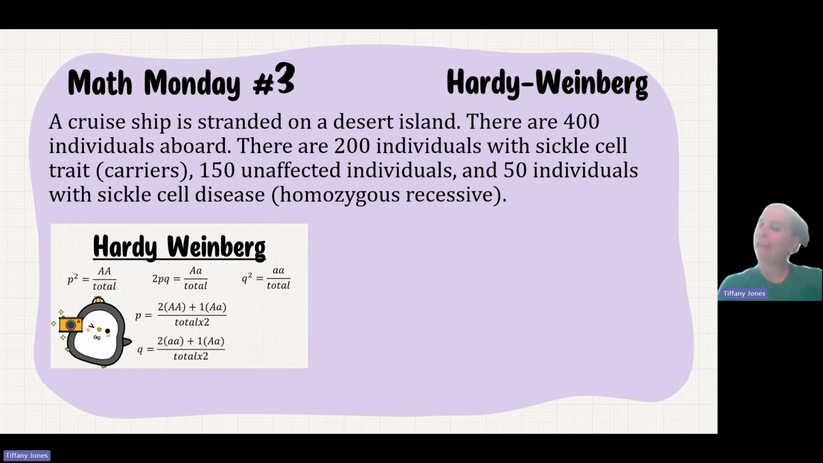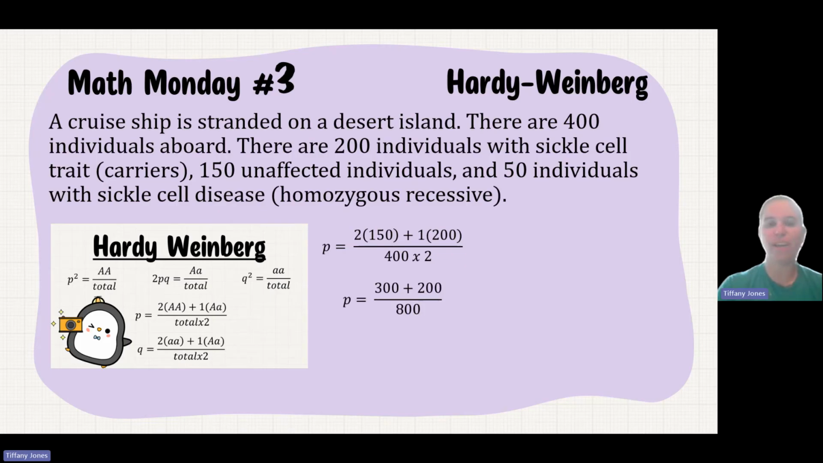Now this formula, again, is sort of made up. So if I'm going to use it, I'm going to say 2 times the number that are homozygous dominant. Homozygous dominant was 150. So 2 times 150, plus 1 times the number that are heterozygous, which was 200. And I'm going to divide by the total individuals, 400, times 2. So 2 times 150 gives me 300. 1 times 200 gives me 200. 400 times 2 gives me 800. If I do 300 plus 200, that gives me 500. Divided by 800 gives me 0.625.